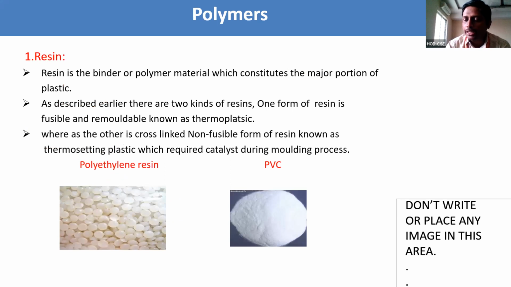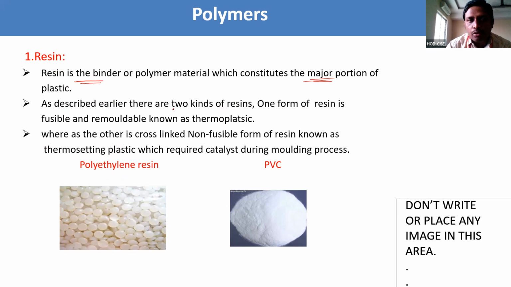What actually is the resin? Okay, what is a resin? The resin is nothing but a binder or polymer material which constitutes, as I have already said, the major portion of the plastic. Major portion of the plastic forms the resin. It is a binder or polymer material which constitutes the major portion of the plastic.